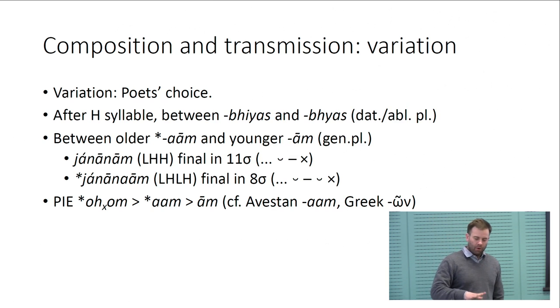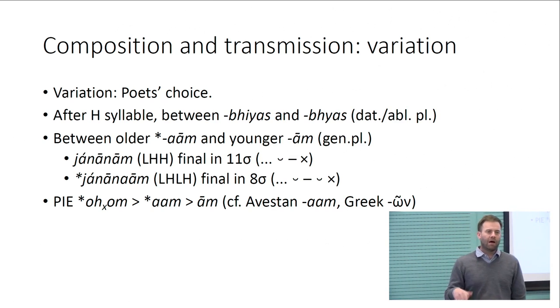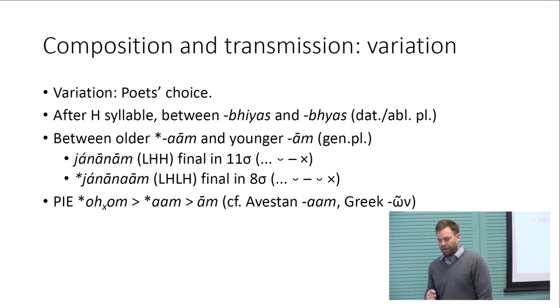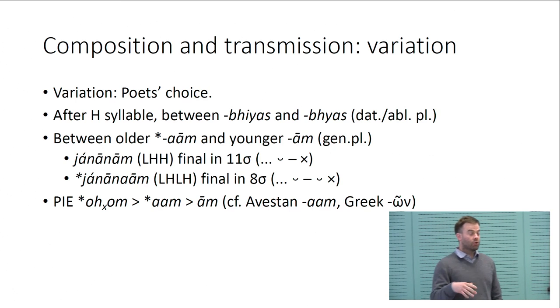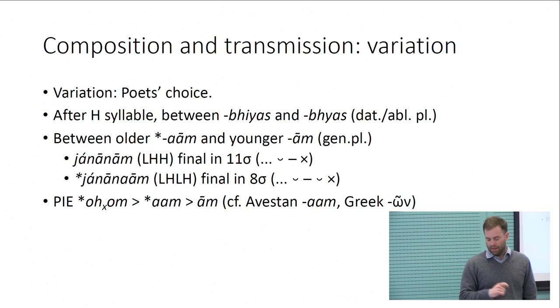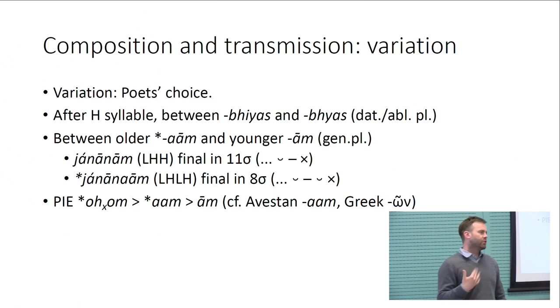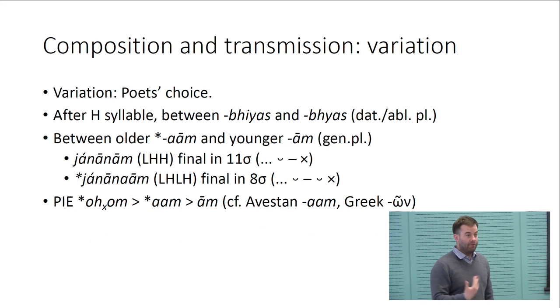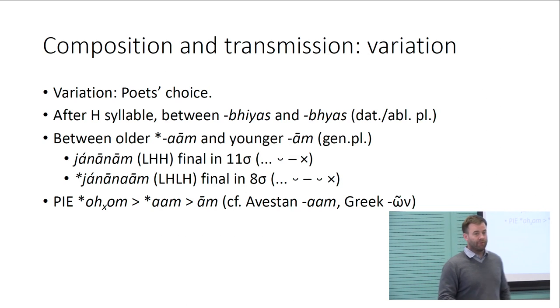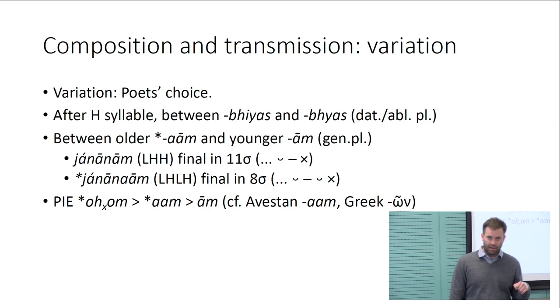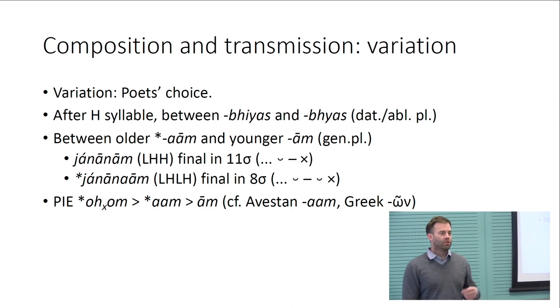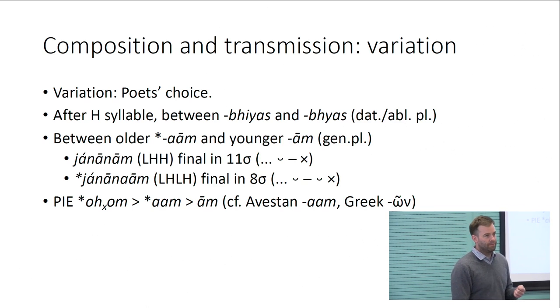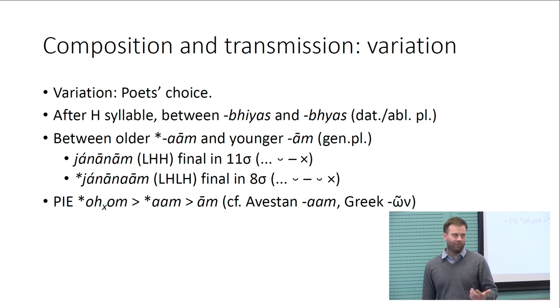And then there's the older form of the genitive plural ending, either a'am or a'am, it's very hard to tell, and the younger form, am. So it's only transmitted as am, but we see that essentially the poet got to choose whether he wanted to use monosyllabic am or the disyllabic older a'am when versifying. So, for example, if you want to close an 8-syllable verse or a 12-syllable verse, and remember those have a diiambic cadence, they go badum badum, then you will say jana-na-am to mean of the people. And if you are composing an 11-syllable verse, then you're going to say jana-nam because it gives you the right rhythm.